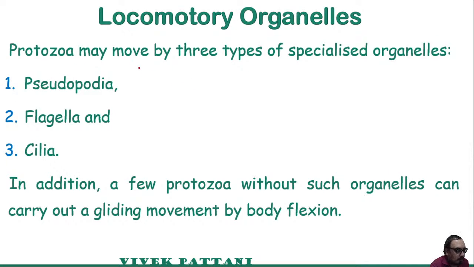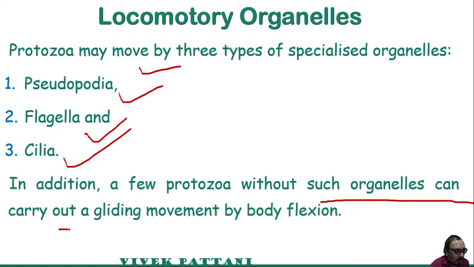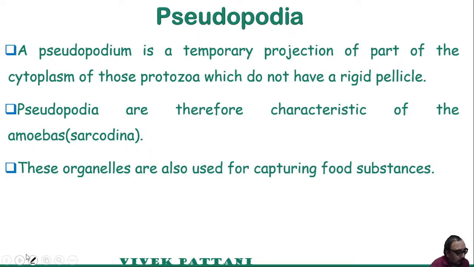Now moving forward with the locomotory organelles: pseudopodia, flagella, and cilia. In addition to this, a few protozoa without such organelles can carry out gliding motility also, similar to what we have studied in the case of bacterial gliding. The mechanism is the same, where a medium is used for moving.